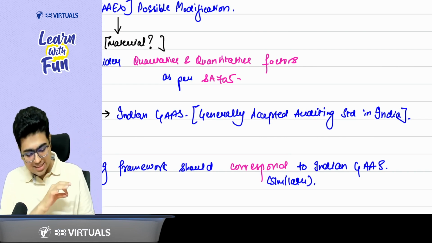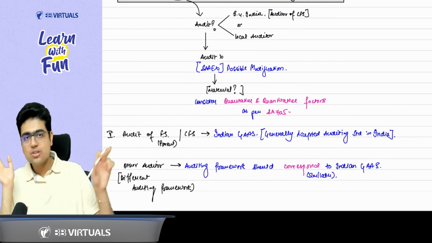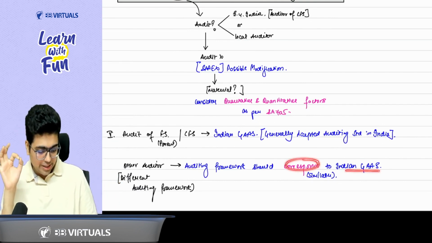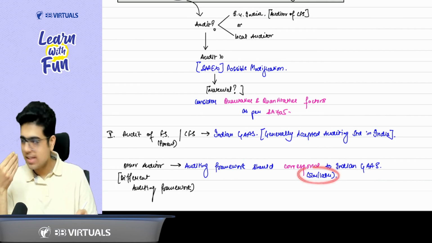We have generally accepted auditing standards in India. So if the other auditor is auditing under a different auditing framework, still it should correspond to the Indian GAS. That means it should be similar to the Indian GAS.